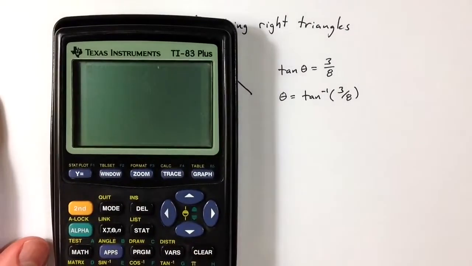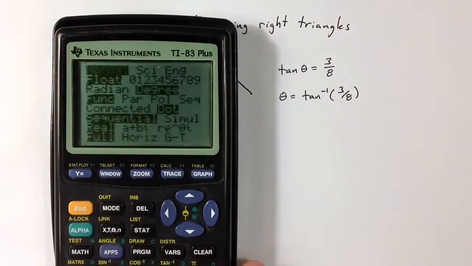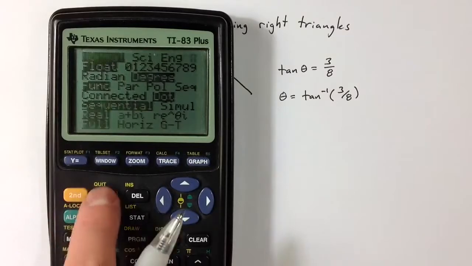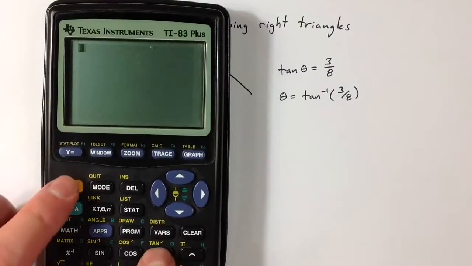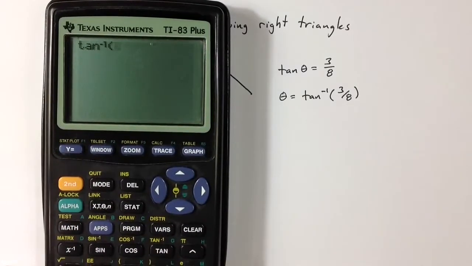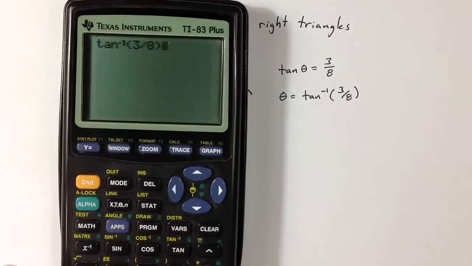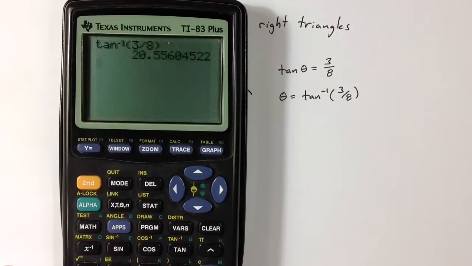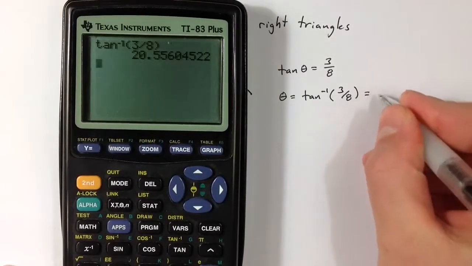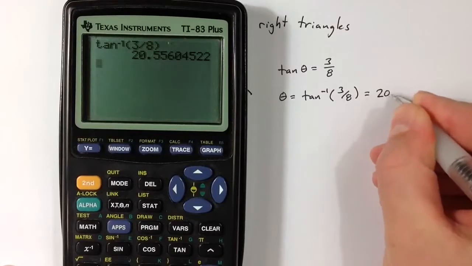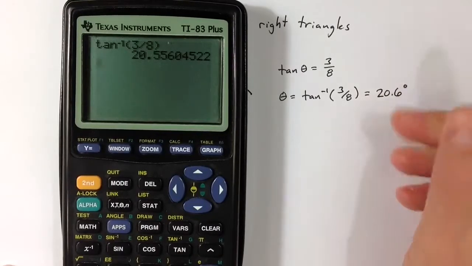Let's make sure we're in degree mode, and we are. Then I can enter inverse tangent, the yellow command, the second command above tangent, and the ratio. The inverse tangent function takes the ratio 3/8 and turns it into an angle measure. So the value of theta would be 20.6 degrees.